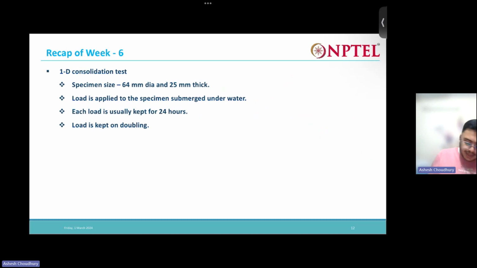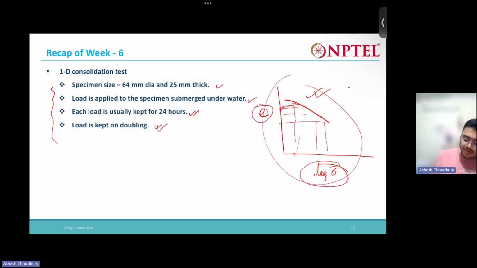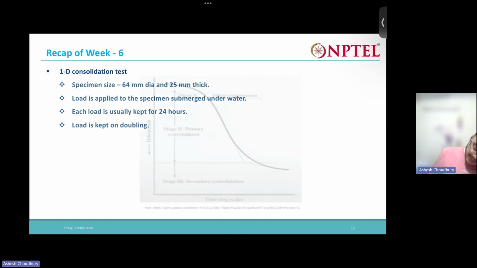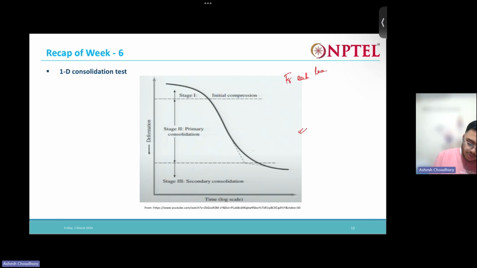Now a typical consolidation test graph looks like this. This was the void ratio versus effective stress graph, and this is the deformation versus time graph. This is a different graph. You can plot it for each load. For 5 kg you can have this graph, for 10 kg you can have this graph. Like this, for each load you can have this deformation versus time graph.